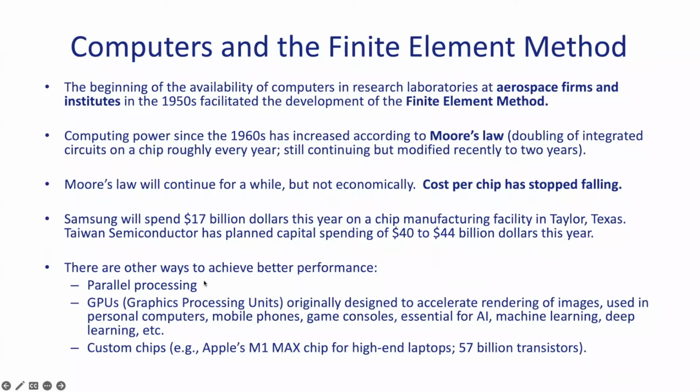Parallel processing is now ubiquitous, as are GPUs, graphical processing units, which really started out in the rendering of images, and now they're everywhere and in everything. They're used in large-scale computation because you can really speed up things with GPUs. And also, sort of new in the game a little bit is custom chips. Apple's M1 Max has 57 billion transistors on one chip. So the number of transistors is approaching the number of neurons in the brain.